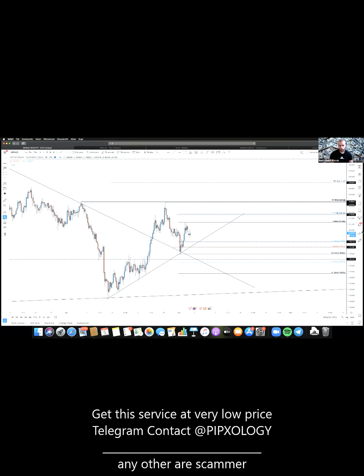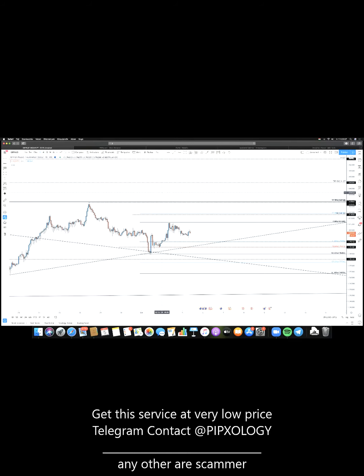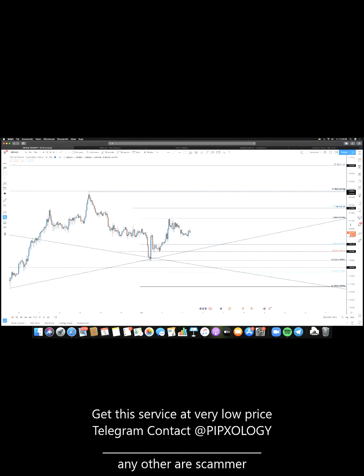I have a question about GBP AUD. If you go in 1 hour time frame, is it a valid order block at the price 180? This red candle? Yes.